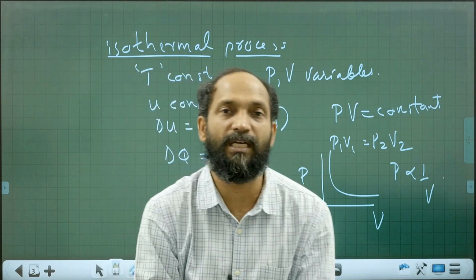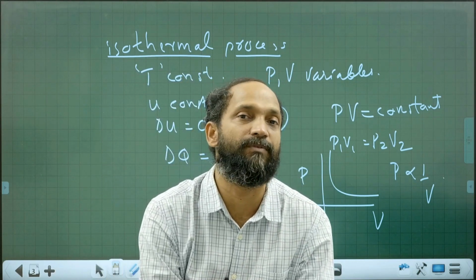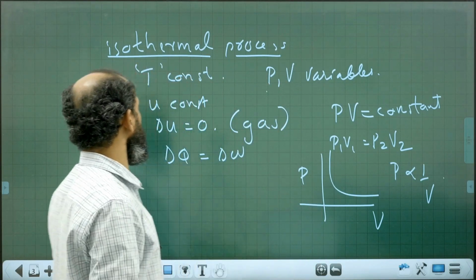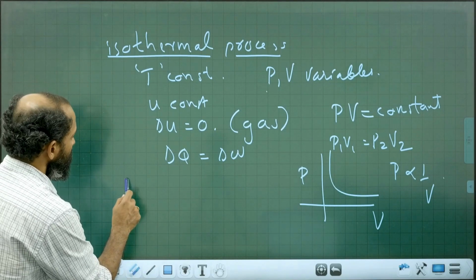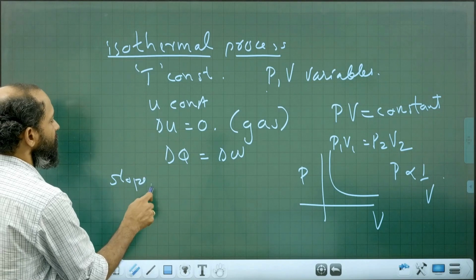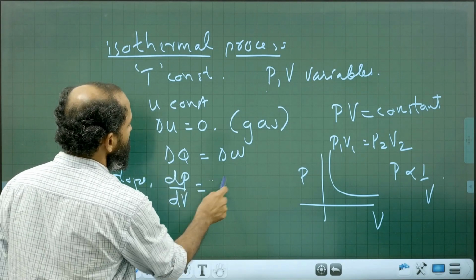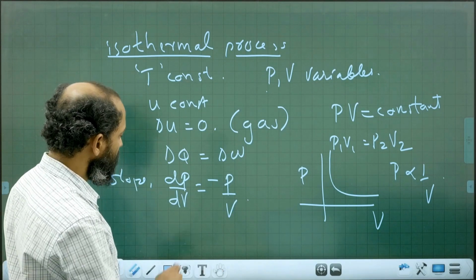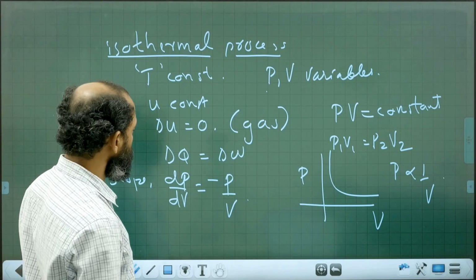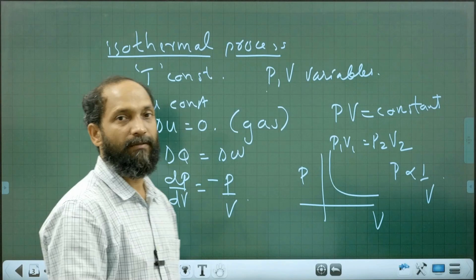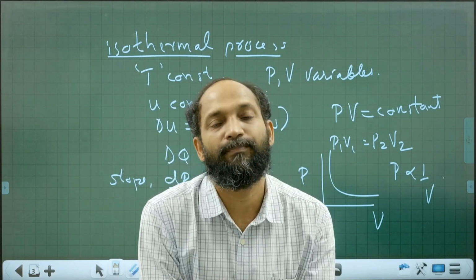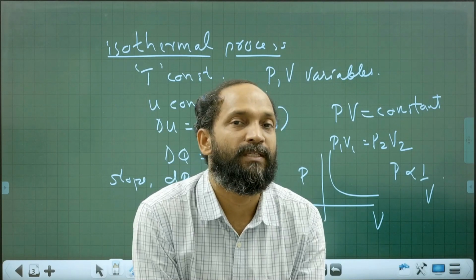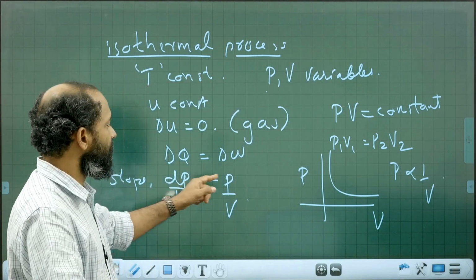Given a mass of ideal gas at constant temperature, its pressure varies inversely with its volume. P1 V1 equal to P2 V2, so P1 by P2 is V2 by V1. Now, the slope of the PV graph is dP by dV, and dP by dV happens to be minus P by V. That we have learned in the previous class also, regarding dP by P dV, that was expansivity, something different. Here it is dP by dV equal to minus P by V.